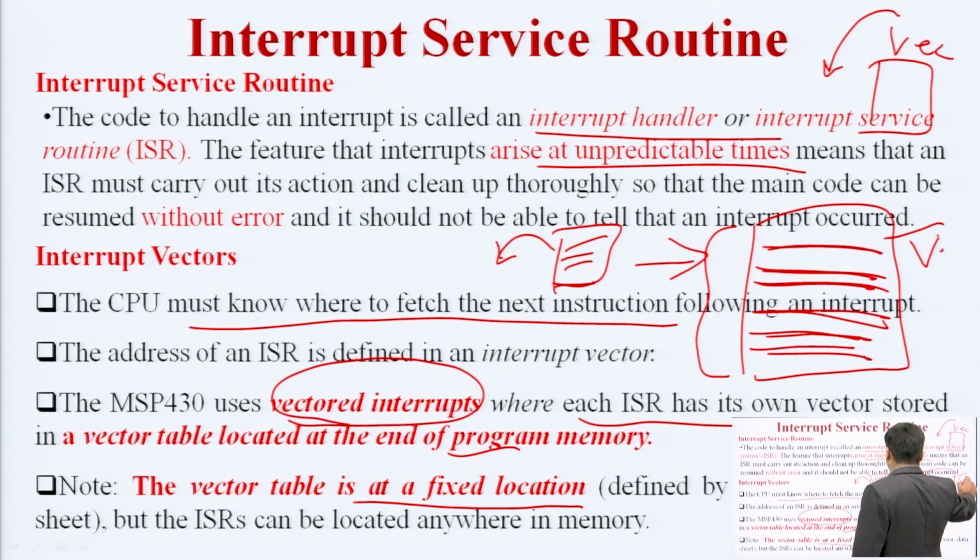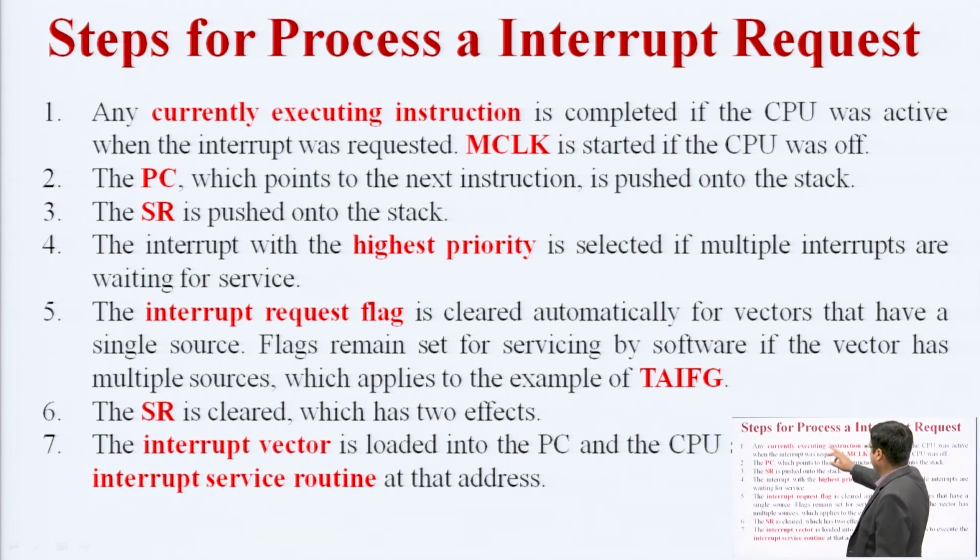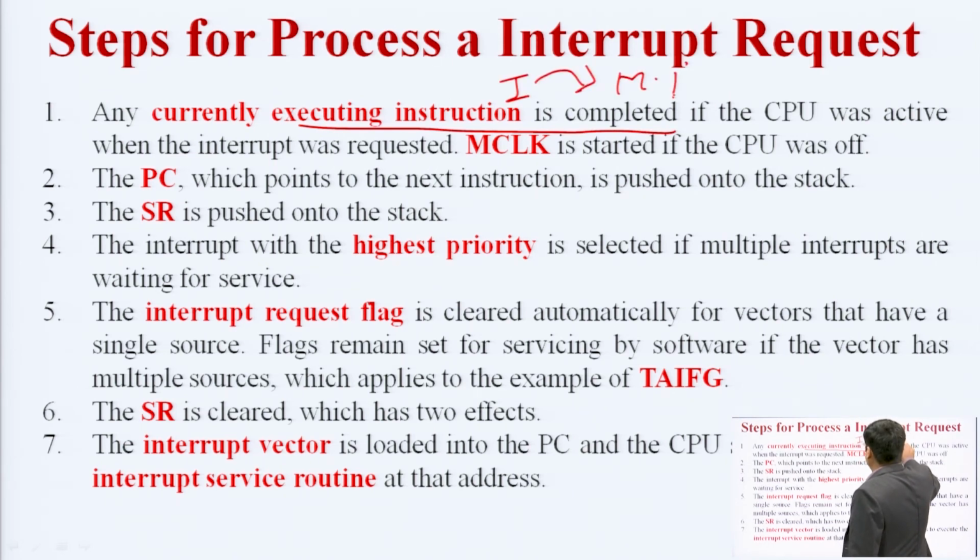This is the vector table. Each vector has some memory location from where we can execute the interrupt. So these are the various steps. The currently executing instruction is completed upon receiving the interrupt by the main program. The main program's currently executing instruction will be completed, and the CPU was active when the interrupt was requested.